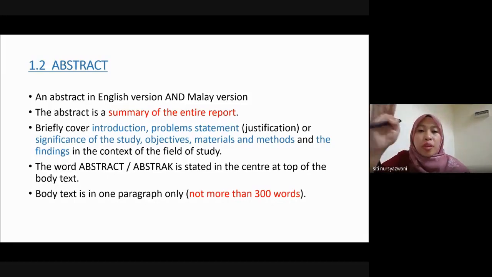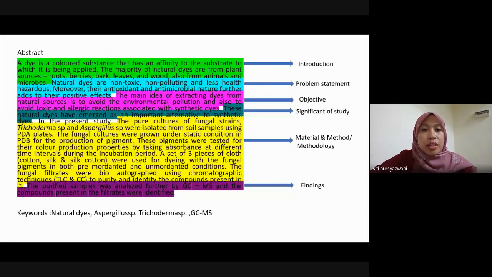Okay, so the word abstract ataupun abstract dalam bahasa Melayu ni, you need to letak tengah-tengah abstract tu, and then mesti dalam 1 paragraph sahaja. Kebiasaannya tidak lebih daripada 300 words. Okay, so ini adalah contoh.